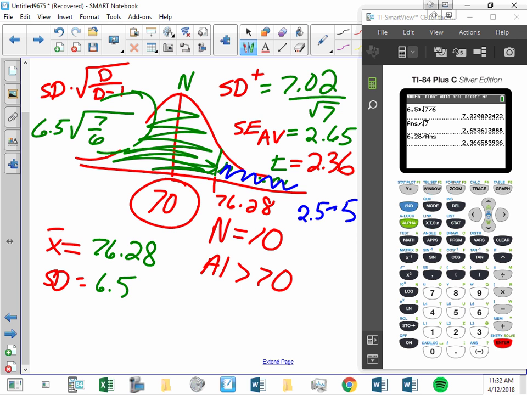Do we accept the null or reject the null? So this is the 5% mark right here. We landed right there, which means we reject the null and we say the values that came out are significantly different than 70. Are they highly significant? No, they're not within 1%.